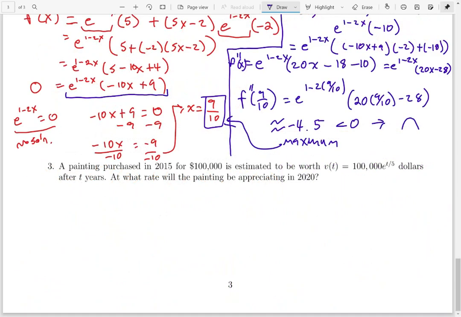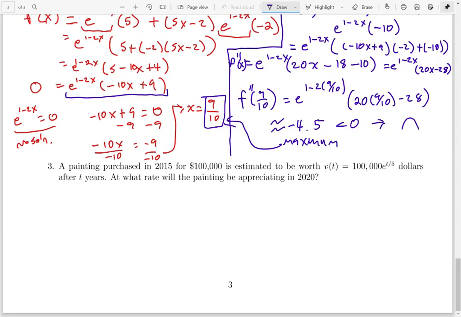Another large property of the exponential e function is its relation to interest, or increasing or decreasing value. And so here we have an example discussing an increasing value problem. A painting purchased in 2015 for $100,000 is estimated to be worth, in terms of a function, $100,000 times e to the t divided by 5 after t years. And so the question is at what rate will the painting be appreciating in 2020?